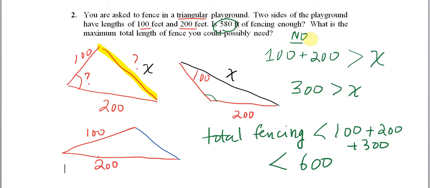Okay, so it could be enough, but we may need up to 600 feet of fencing. So there you have it, just a quick example of how to use the triangle inequality theorem in order to test and estimate some special cases. Now I'm going to continue and work on some examples that are a little bit more challenging.